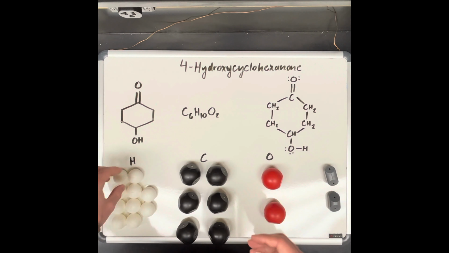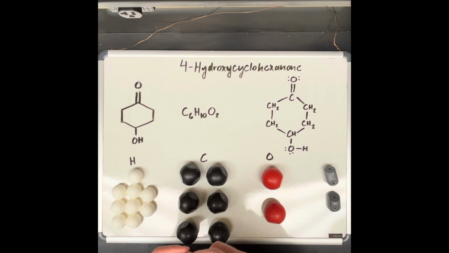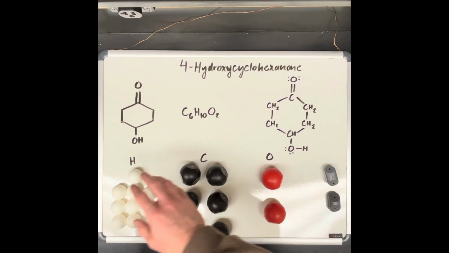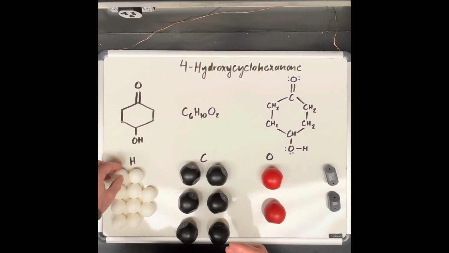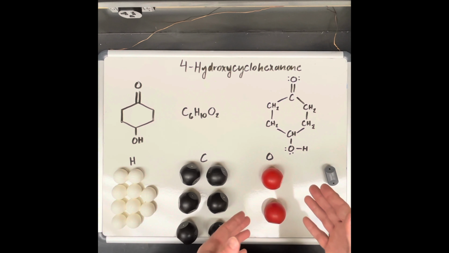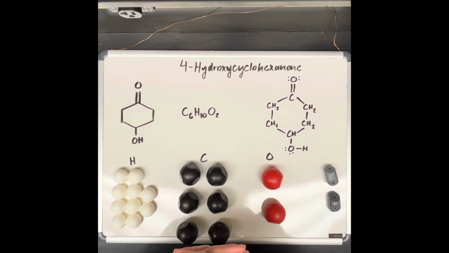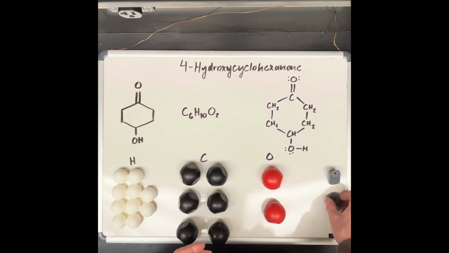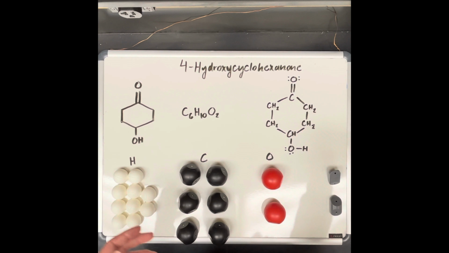Each atom will be associated with its Snatom. The 10 hydrogens are represented by the white Snatoms, the 6 carbons by the black, and the 2 oxygens by the red. And these are our double bond bonding magnets.